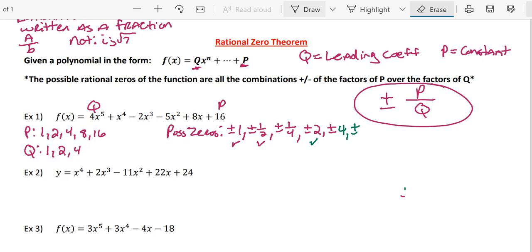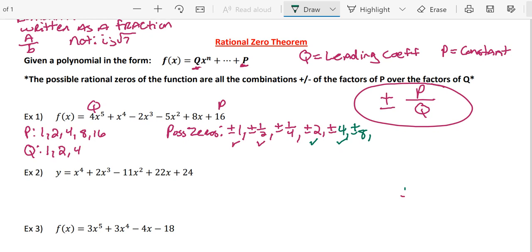So I have 8 over 1. 8 over 1 is 8. Then I have plus or minus 8 over 2. 8 divided by 2 is 4. We already have that. And then 8 divided by 4 is 2. We already have that. So this is it for the 8.